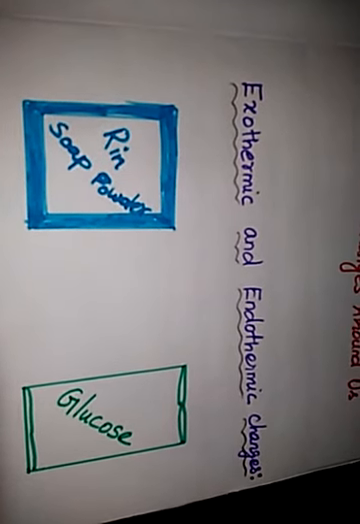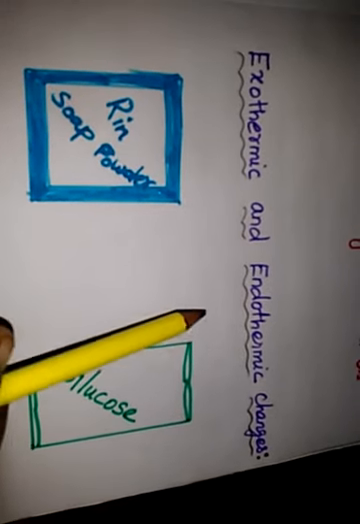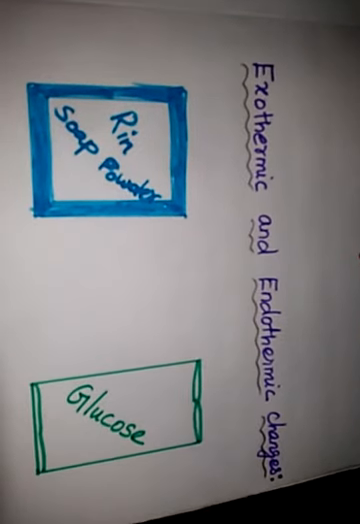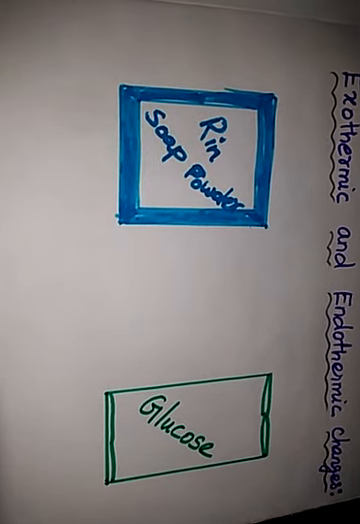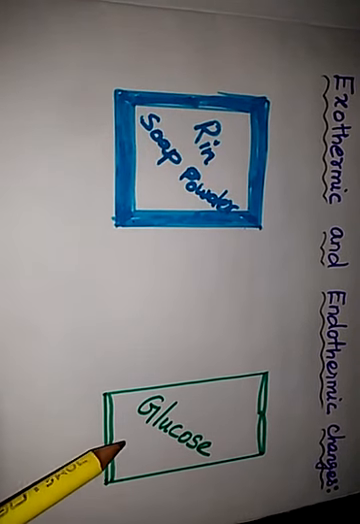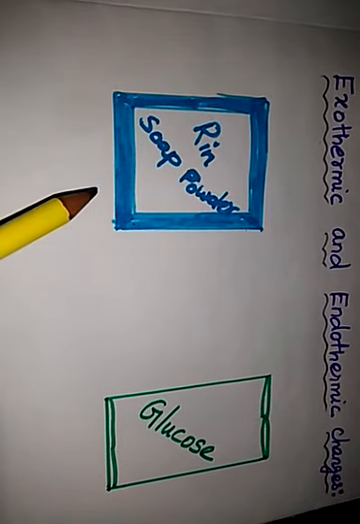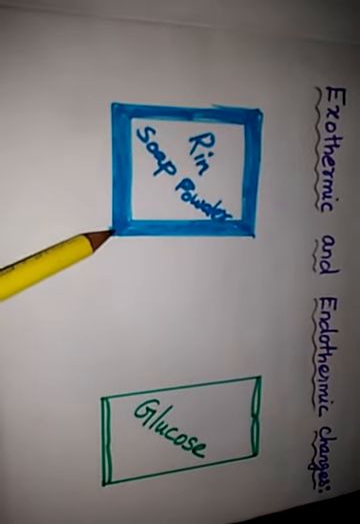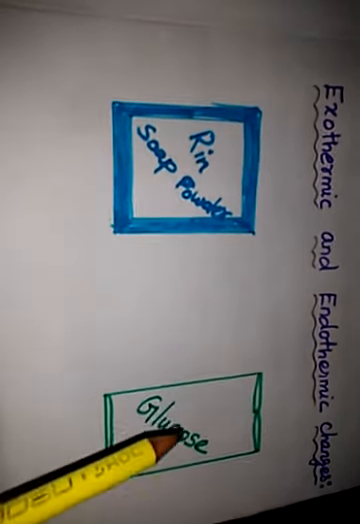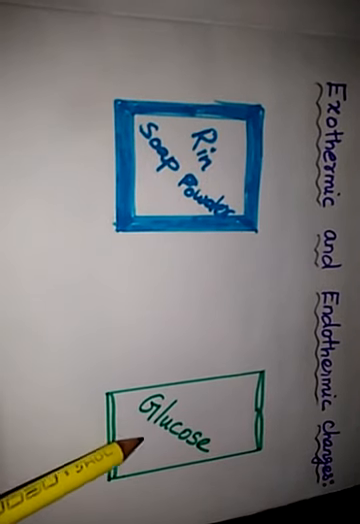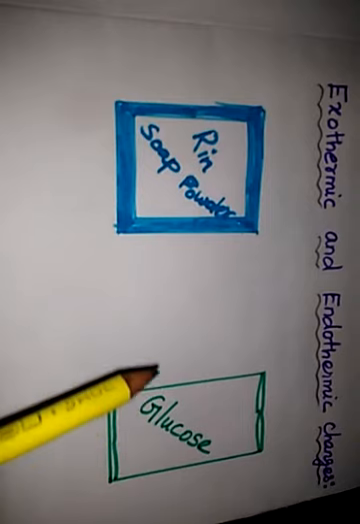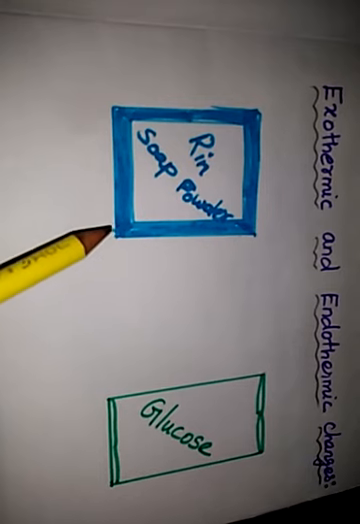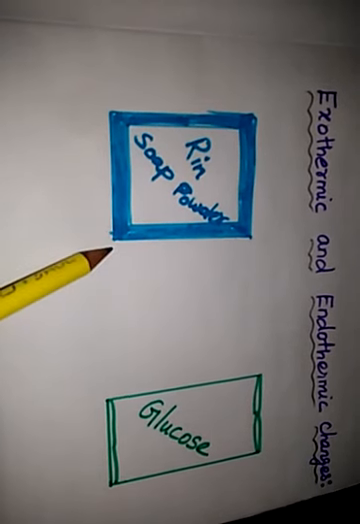Students, today we discuss the topic exothermic and endothermic changes. First we take soap powder and glucose. We take a pinch of soap powder in one hand and a pinch of glucose in the other hand. Add a few drops of water to the soap powder.